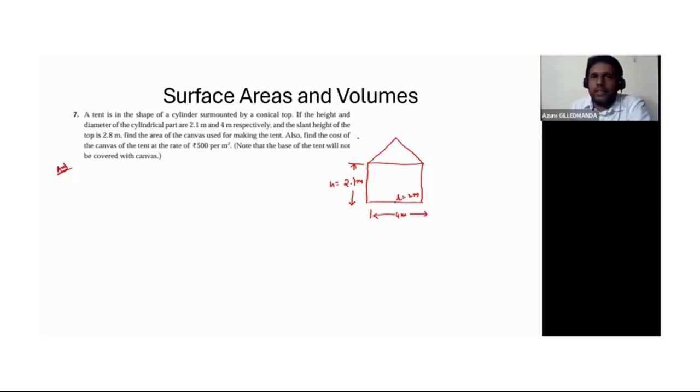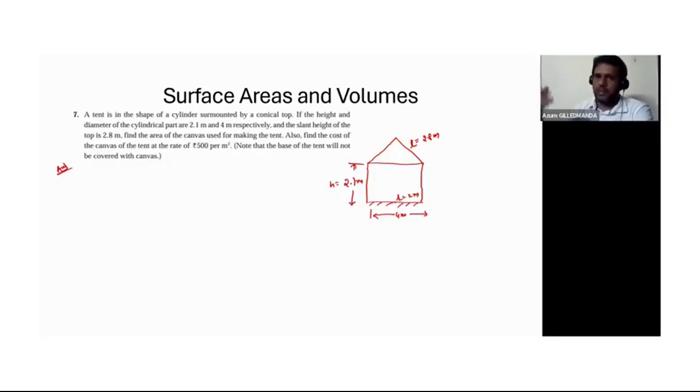And the slant height of the top, slant height means l, this is given from here to here, equal to 2.8 meters. Find the area of the canvas used for making this tent. Also, find the cost of the canvas of the tent at a rate of 500 per meter square. Here is also given a note: note that the base of the tent will not be covered by the canvas. Base means this one. So the base is not covered by the canvas. So canvas we need for the cylindrical portion.